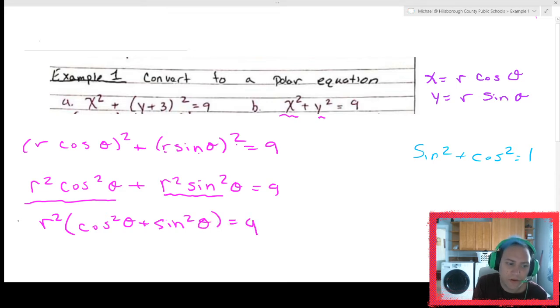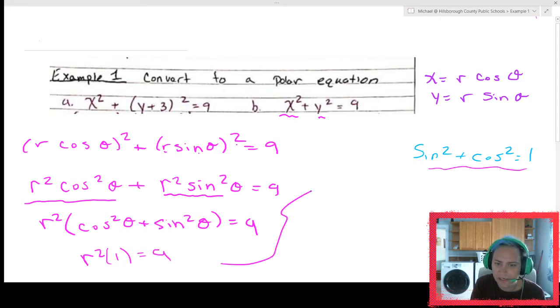So you can see if I were to redistribute this r squared back in, I would go back up to where I originally was. And then this is just like that last problem. Sine squared plus cosine squared, we know that simplifies to 1. So r squared times 1 is just r squared. And ultimately that tells me that r squared equals 9. There's one more simplification step there, and that would be square rooting both sides. And we would get that r is equal to 3.